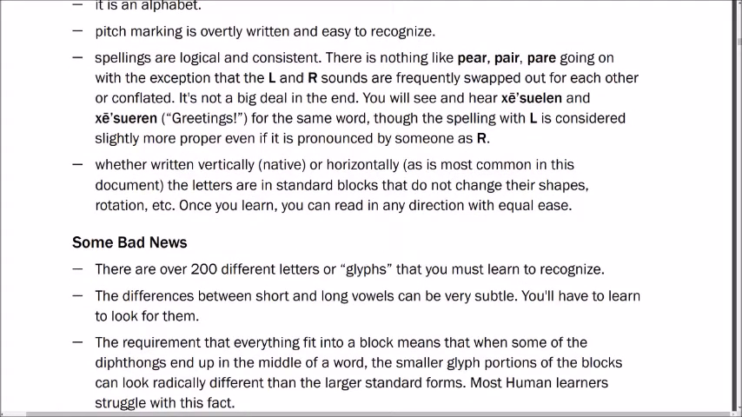There is nothing like pair, pair, pair going on, with the exception that the L and R sounds are frequently swapped out for each other or conflated. It's not a big deal in the end. You will see and hear Zeeswayland and Zeshoran greetings for the same word, though the spelling with L is considered slightly more proper even if it is pronounced by someone as R.